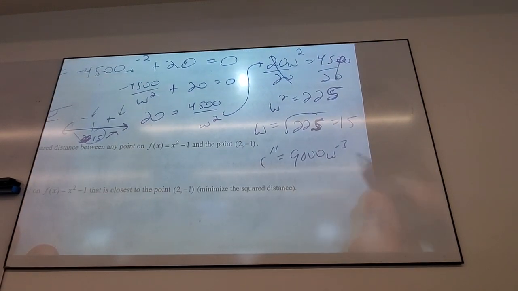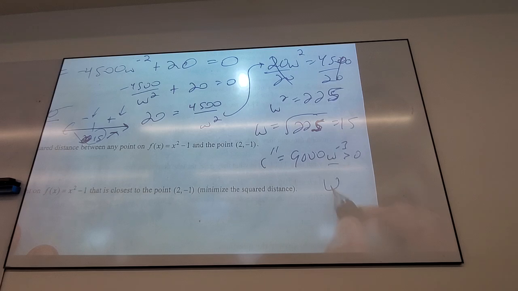So does everybody see this? Isn't this always greater than 0? Especially for widths greater than 0, which is the only ones we're allowed to use. So therefore, it's opening up. Therefore, this is a minimum.